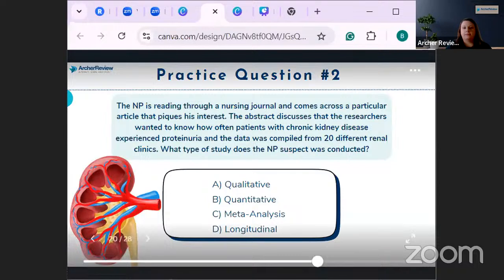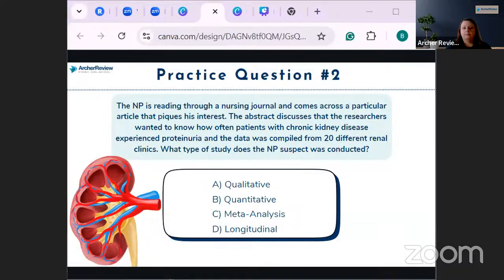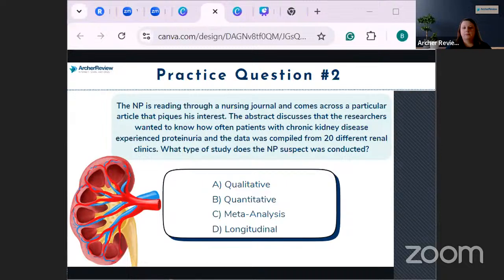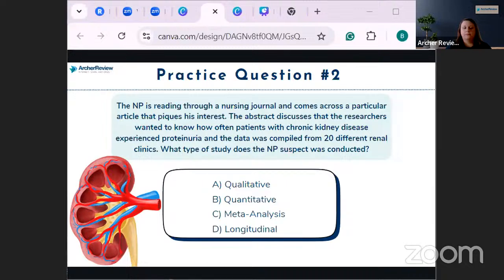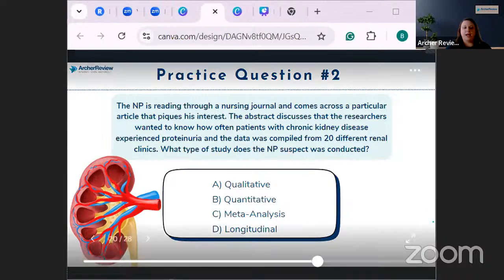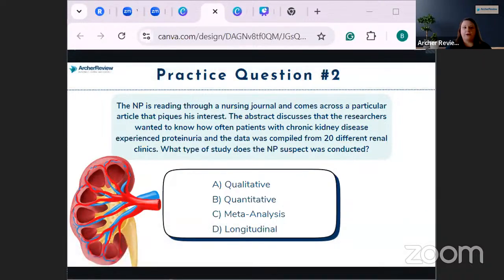What are you guys thinking? So you can put your comment in the chat. You can put your letter in the chat, A, B, C, or D. Take a guess. We're not counting grades today. This is just for you to practice. I'd rather you miss it here than on your boards.